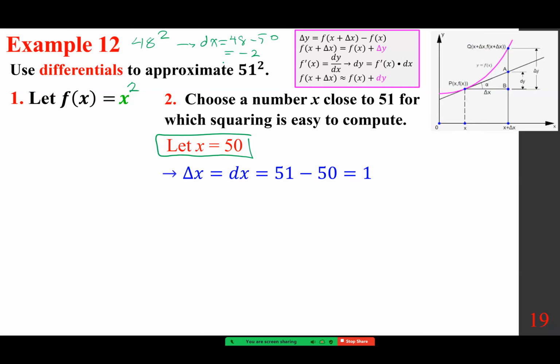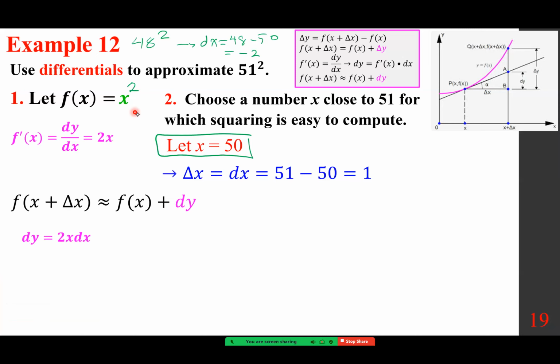So we want f of x plus delta x, which is going to be approximated with f of x plus dy. And so we have f of x. We need to find dy. To do that, we are going to differentiate this. We get 2x, and dy is 2x dx. We are going to replace f of x with x squared, dy with 2x dx. Okay.